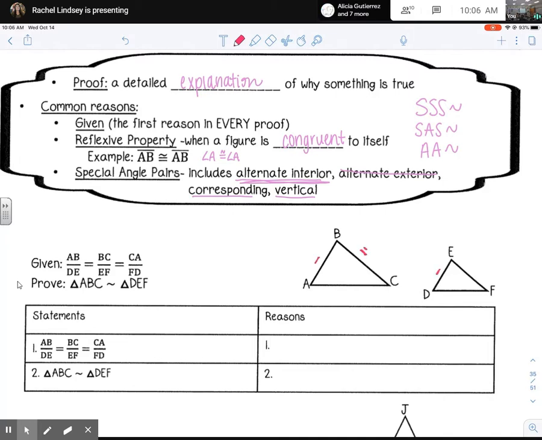BC is proportional to EF, and AC is proportional to DF. And I didn't write the little tick marks on the lines, because they're not congruent. I just do that to show that I have three proportional sides. That is given. If you have three sets of proportional sides, how can you prove the two triangles are similar? Side side side similarity. See, not bad. Why are all these given? It's not hard.